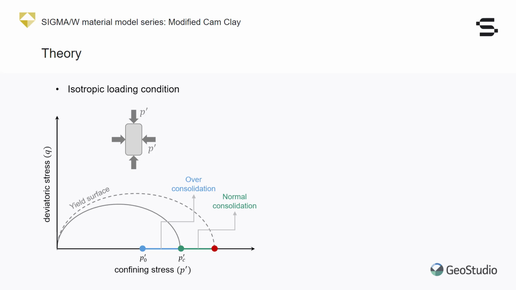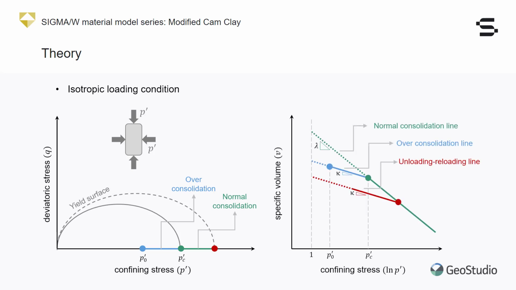The soil state is overconsolidated before reaching the yield surface. After that, the elliptical surface will be scaled up as loading progresses. The soil undergoes normal consolidation in this phase. The soil response is assumed to be linear in V versus ln p' space. The slope of the normal consolidation line is called the virgin compression index, or lambda, while the overconsolidation and unloading-reloading lines are assumed to be parallel. Their slope is called the swelling index, or kappa.